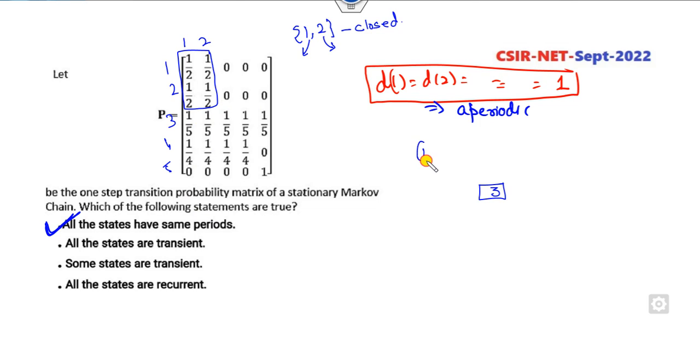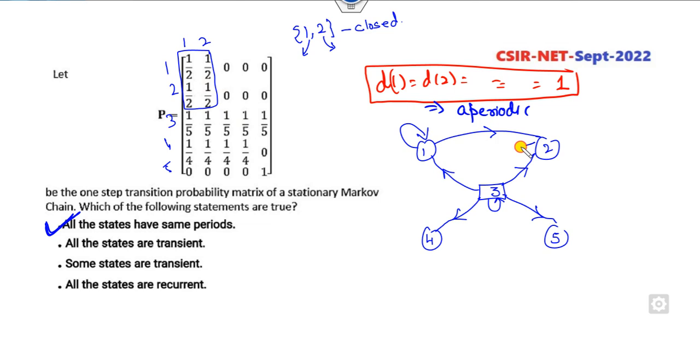So 3 can go to 1, 3 can go to 2, 3 can go to 3, 4, 5. 1 goes to 2, 1 goes to 1. 2 goes to 1, 2 goes to 2. Fine. 4 goes to 1, 4 goes to 2, 4 goes to 3, 4 goes to 4, and 5 goes to 5.